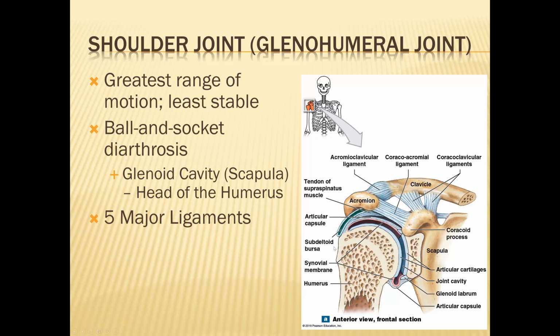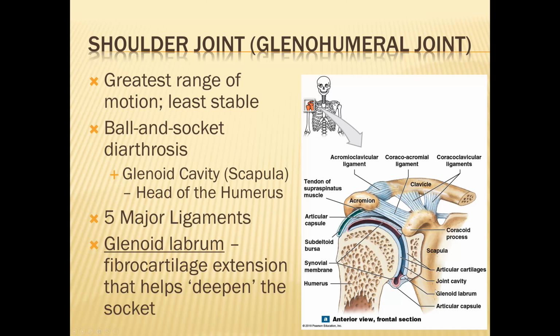There are 5 major ligaments that help to support and maintain the shoulder joint. I'm not going to test you on their different names, but you can see from this picture that a lot of them attach to that coracoid process that you had to learn, that came out the anterior side of the scapula.